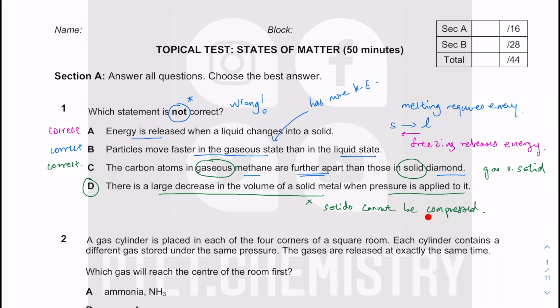Gas, on the other hand, can be compressed very, very well when you apply pressure to it, and your volume would decrease immensely, by a large amount. That should have been for a gas, not for a solid. For a gas, that is correct. All right.